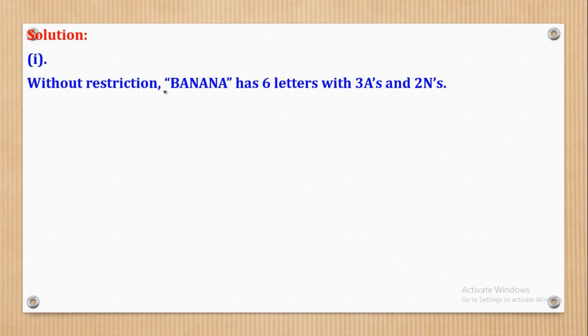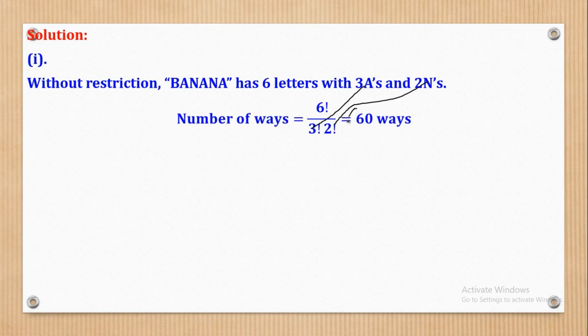So without restriction, the word banana, when you analyze it, has six letters with three A's and two N's, meaning that six factorial will be the numerator, and three factorial and two factorial will be the denominator. So in the end, we shall come up with 60 ways. That is without restriction. Then Roman 2, they said, what about when N's are kept together?